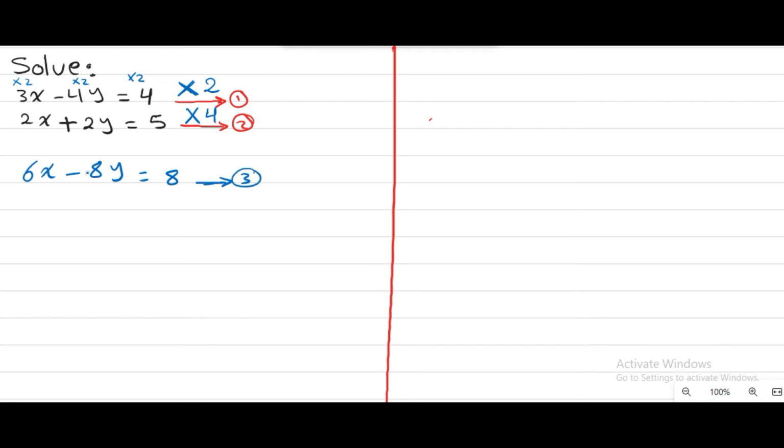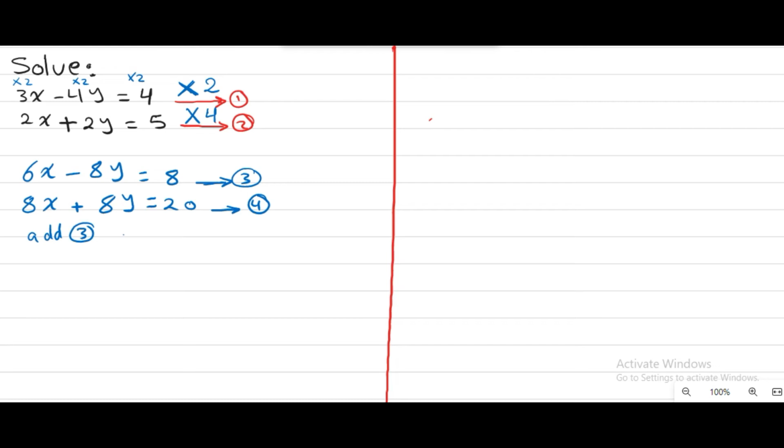Equation 2, multiply by 4, it's 8x plus 8y equal 20, and it's equation 4. Here we have two equations and one of the two variables with the same number, as we can see, it's 8 and different signs, positive and negative. At this point, add the two equations.